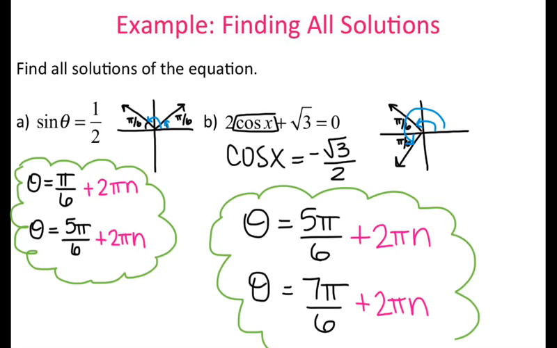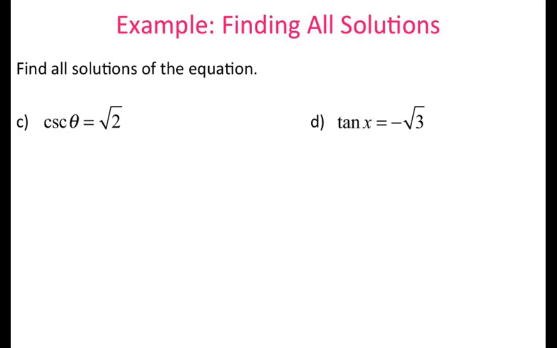Alright, let's do some more. So the next one we're looking at is cosecant. So cosecant is the reciprocal of sine. So instead of looking at cosecant of theta equals root 2, I'm actually going to look at sine of theta equals 1 over root 2. It needs to be rationalized because everything on the unit circle is rationalized, so that gives me root 2 over 2.